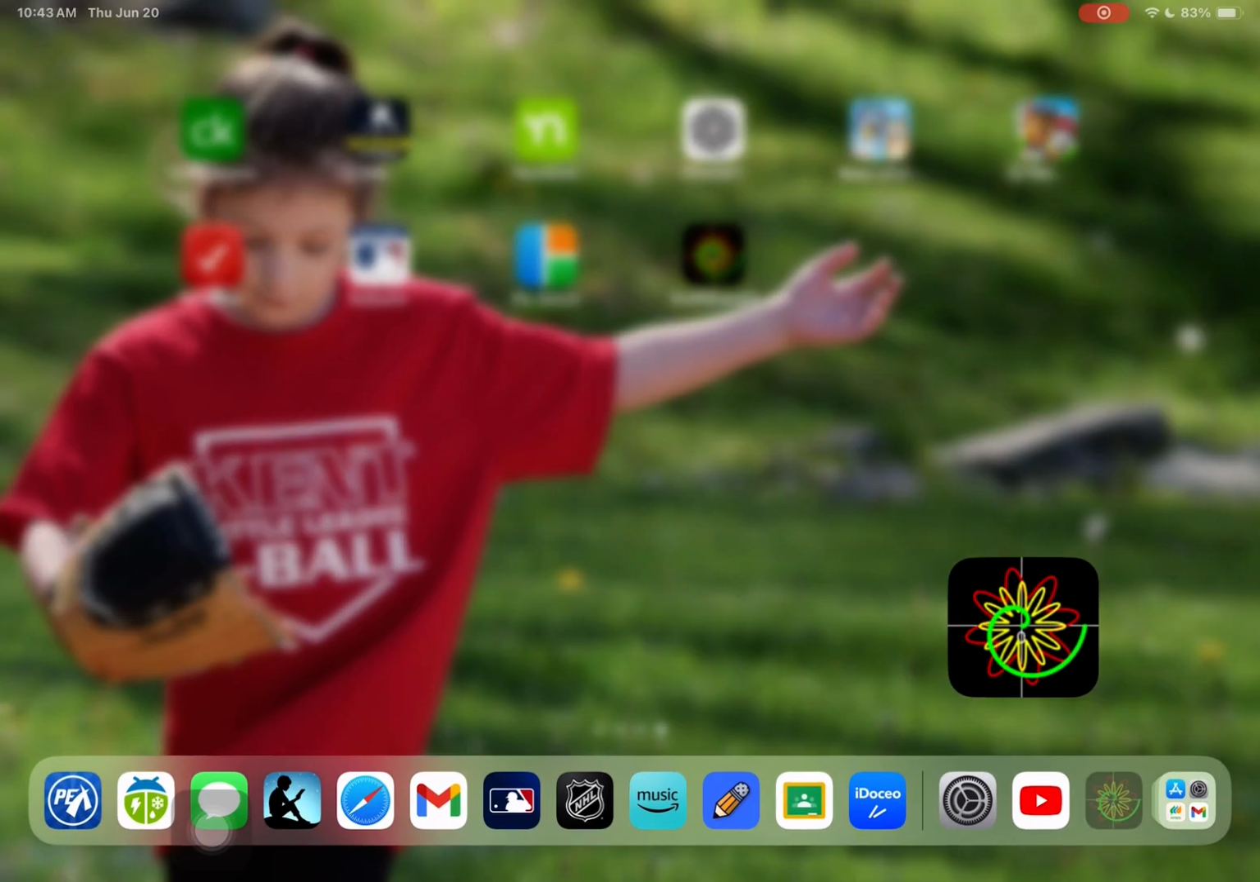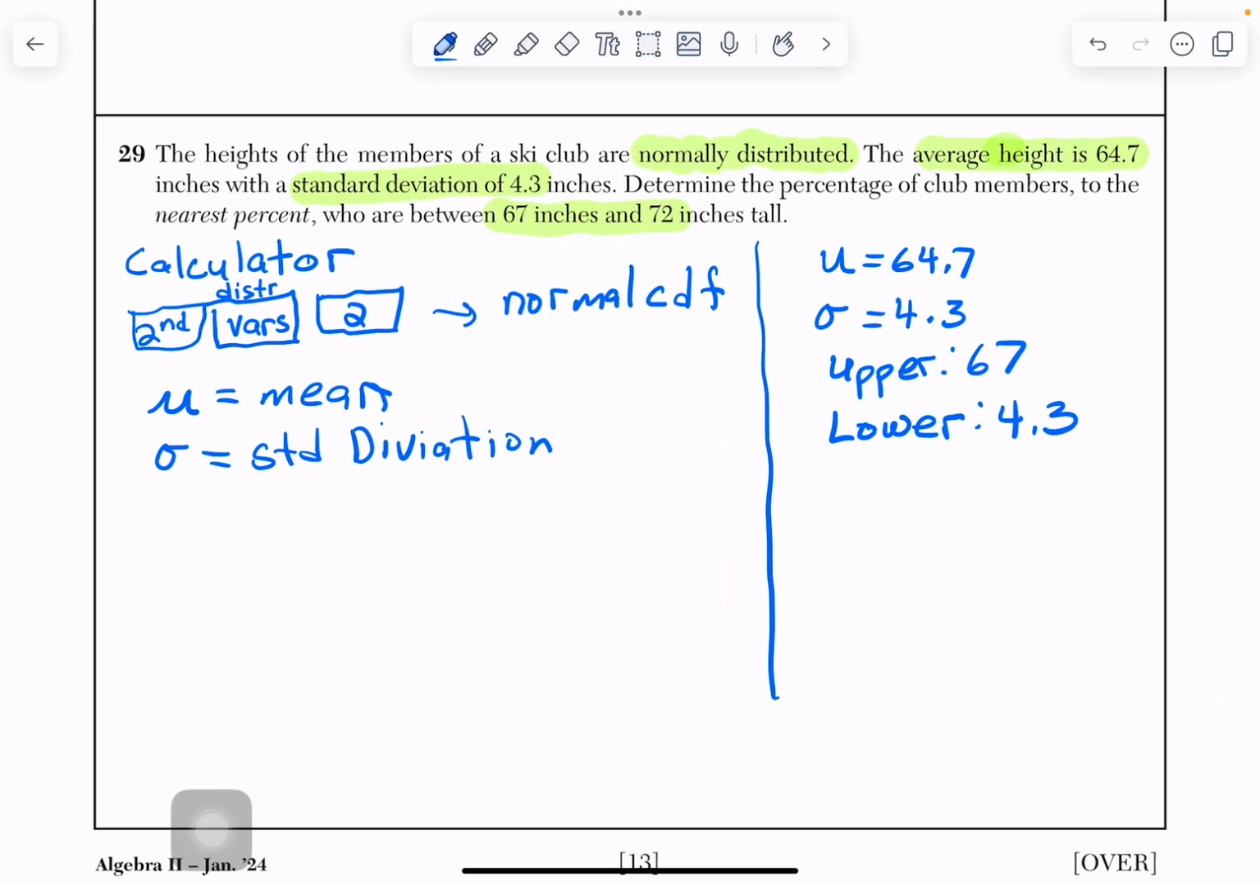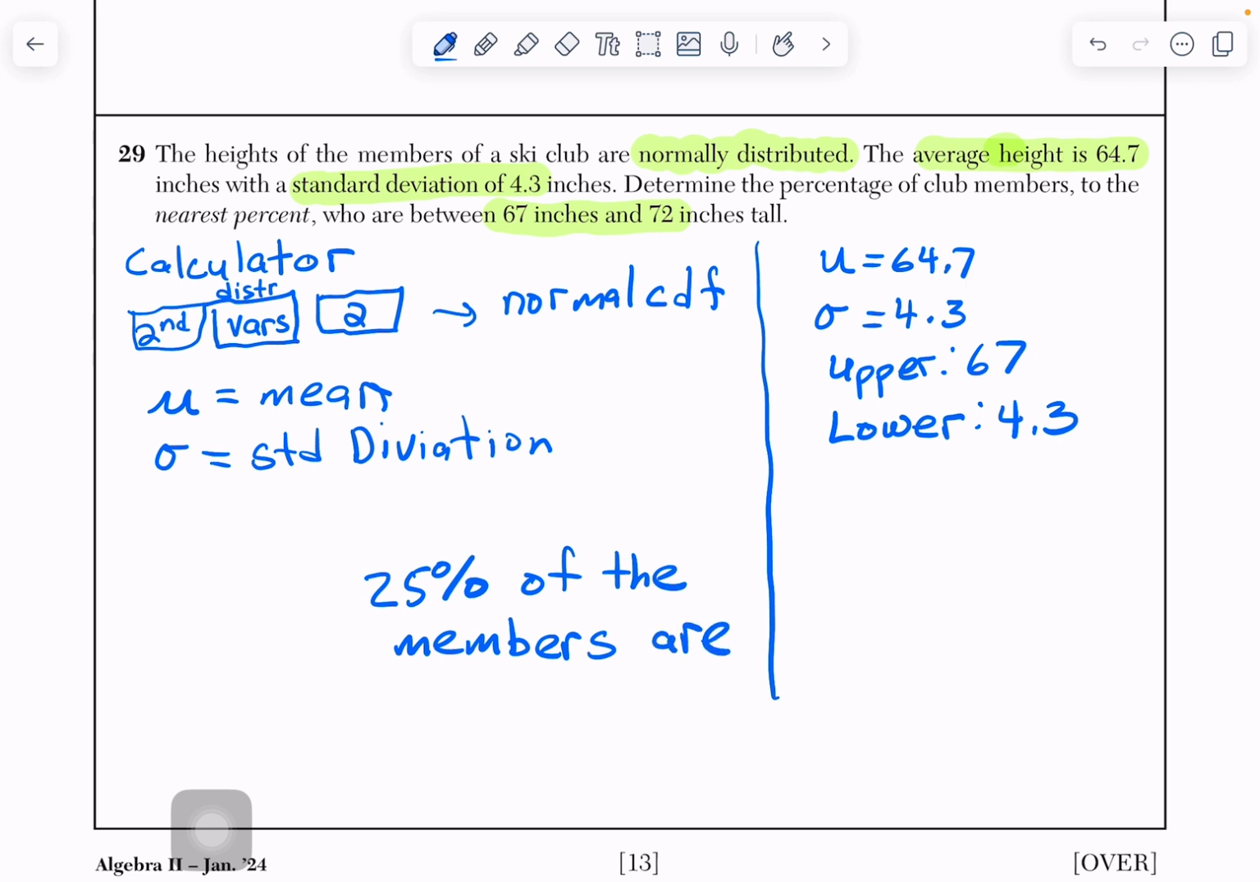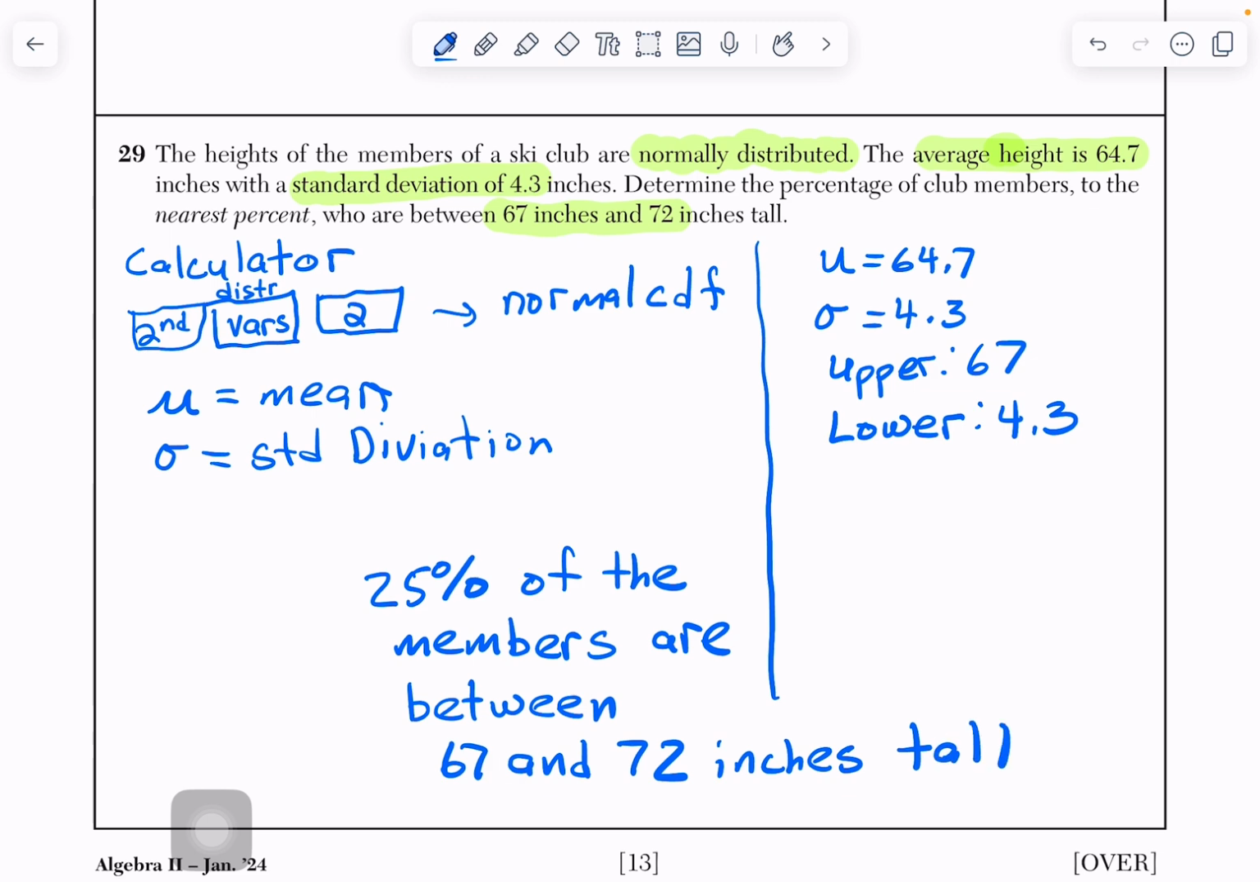Okay, so very simply, we wrote all this down, and now we can just say 25% of the members are between 67 and 72 inches. Okay, so that's that one.